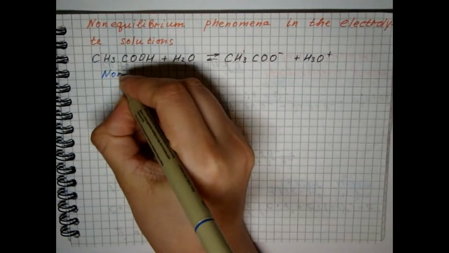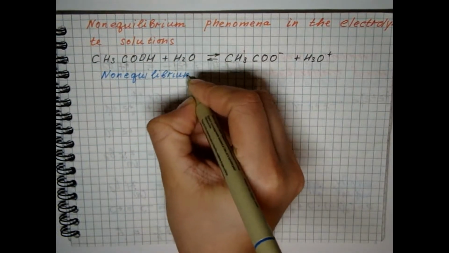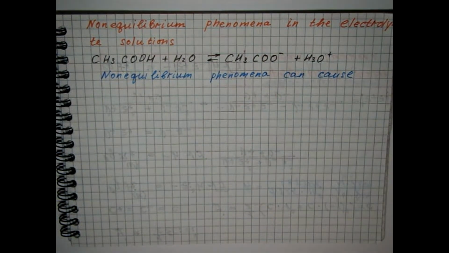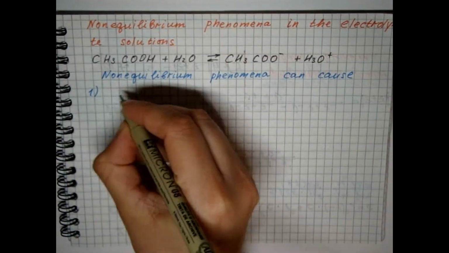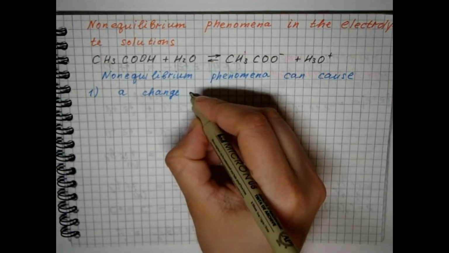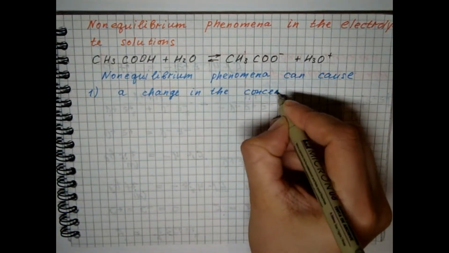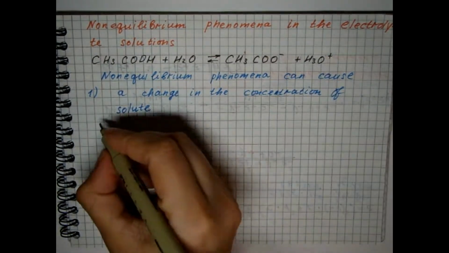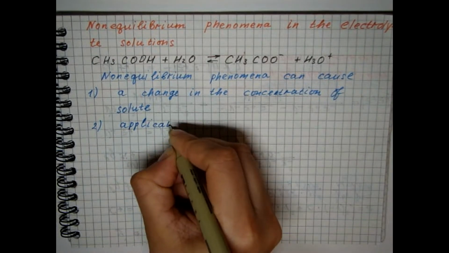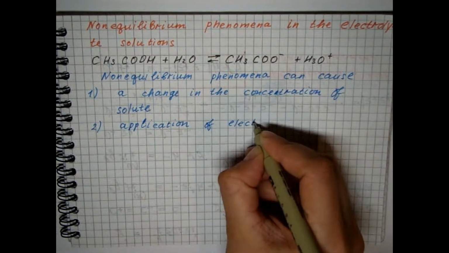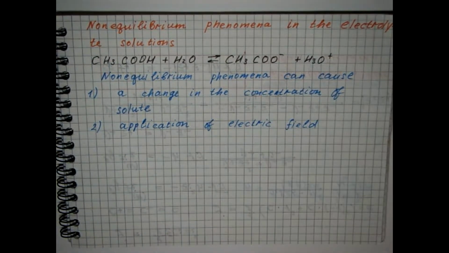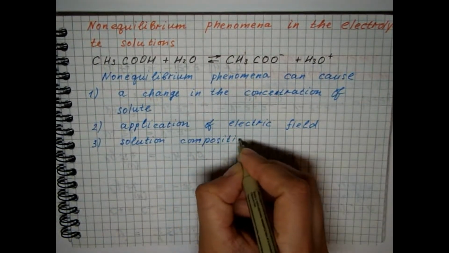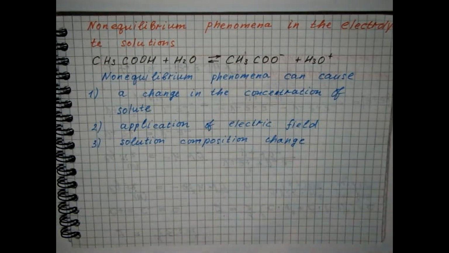In the electrolyte solution, non-equilibrium phenomena can be caused by the following methods. A change in the concentration, or rather activity, of the solute in one part of the solution relative to the other without changing the chemical composition of the solution. The imposition of an electric field that will cause the directed movement of charged particles. A change in the composition of the solution with respect to the equilibrium concentration of substances possible for a given system.